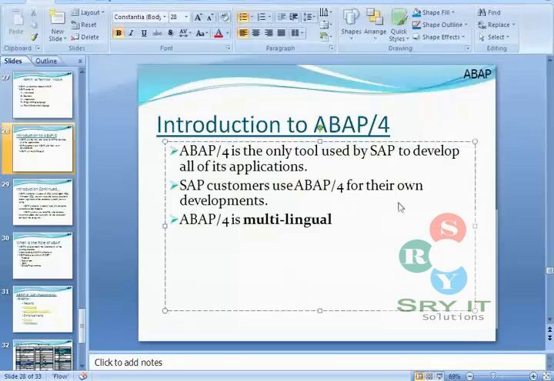Okay, I've done it. So the other two points, please note down. ABAP is not a case sensitive language. ABAP is not a case sensitive language. And another one is ABAP.